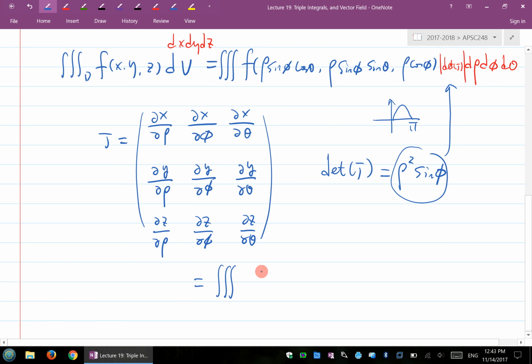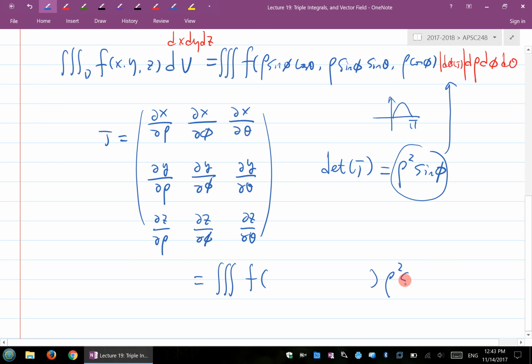So ultimately, your triple integral in spherical coordinates essentially becomes rho squared sine phi, d rho, d phi, and d theta. That's your expression for evaluating the triple integral in spherical coordinates. If you need to remember a formula for evaluating triple integrals in spherical coordinates, this is the formula.